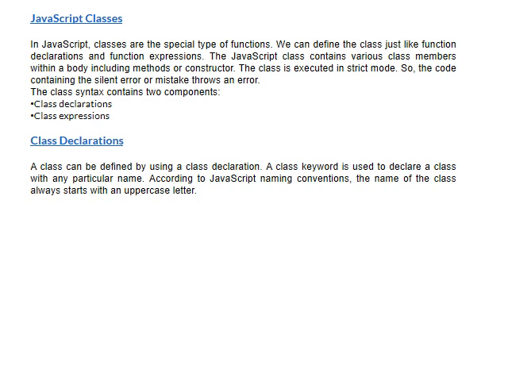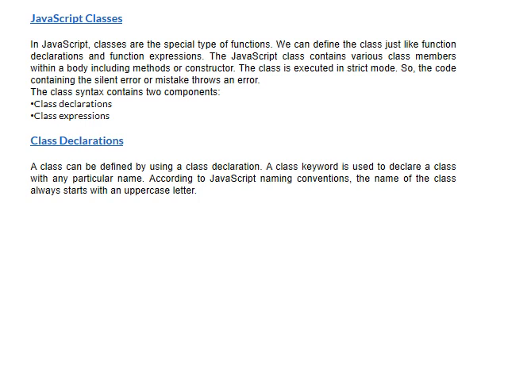Classes are a special type of function. We can define a class just like function declarations and function expressions. The JavaScript class contains various class members within a body, including methods or constructors. A class is executed in strict mode, so code containing a silent error or mistake throws an error.